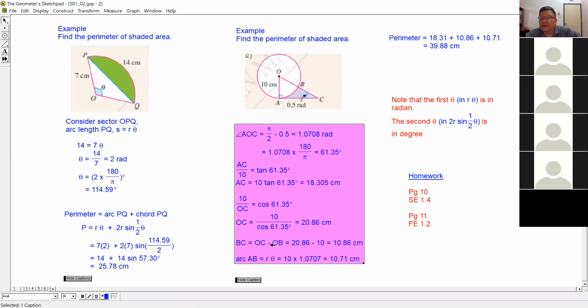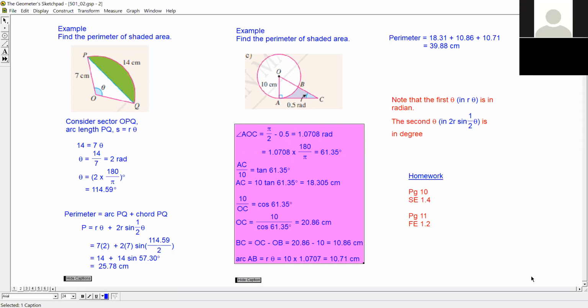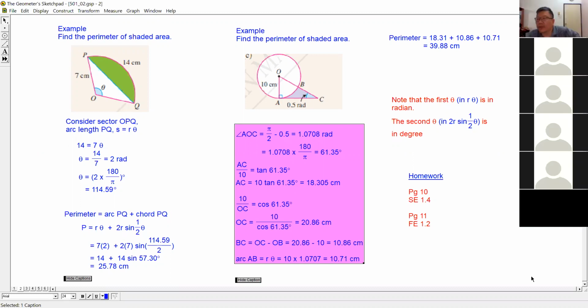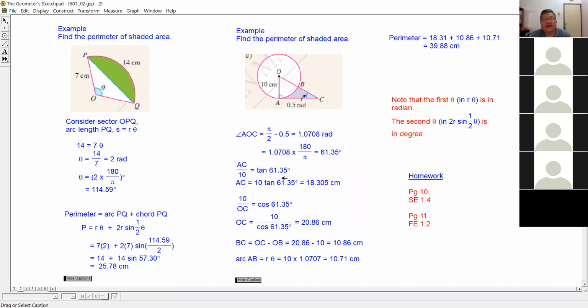Okay, so now I change to degree. Then after that, I can find what is AC.